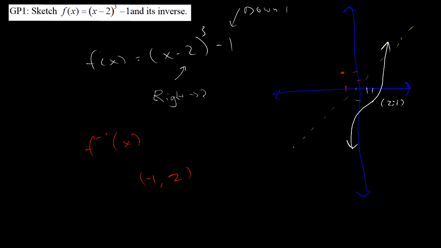And now if we graph its inverse, it's going to look something like this. So there we go. Graph that and its inverse. You should have gotten something like that. So now, let's talk about slopes, shall we?